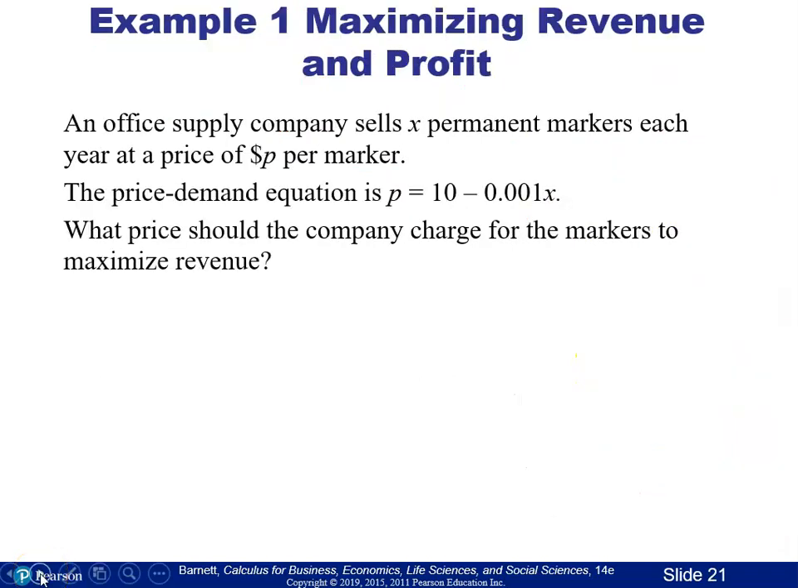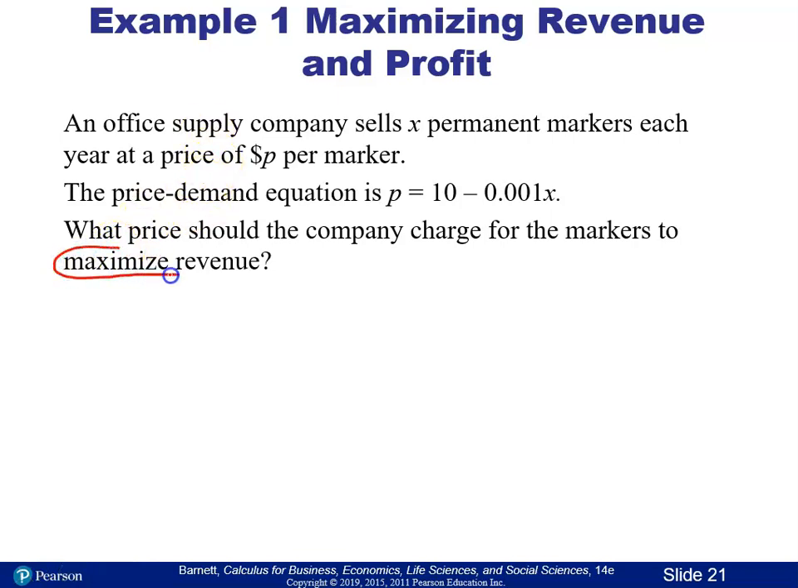Okay, so this example leading into more business-related optimization problems, this one is on maximizing revenue and profit. So an office supply company sells x permanent markers each year at a price of p dollars per marker. Our price demand equation is p equals 10 minus 0.001x. So the question we want to address is, what price should the company charge for the markers to maximize revenue? Always read that question very carefully so you figure out what it is you're minimizing or maximizing.